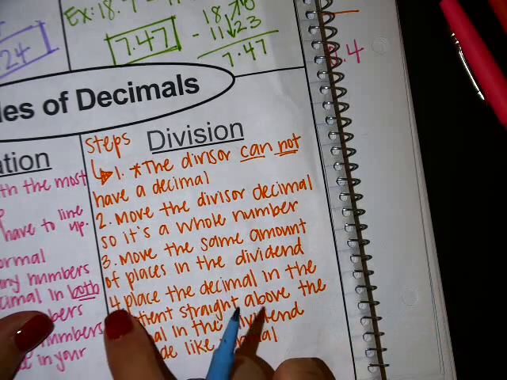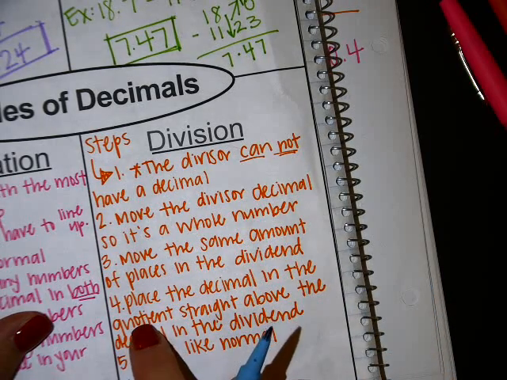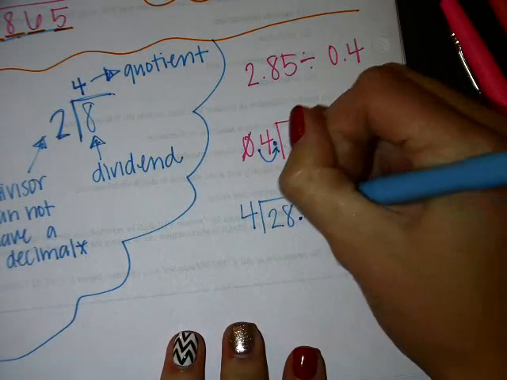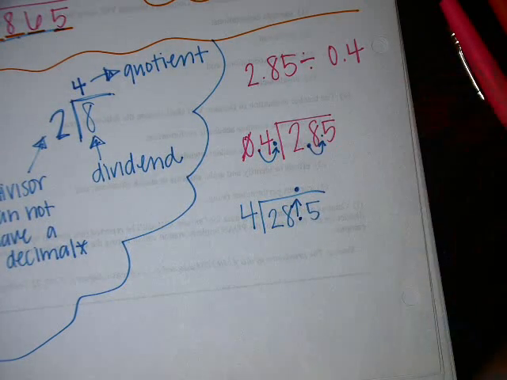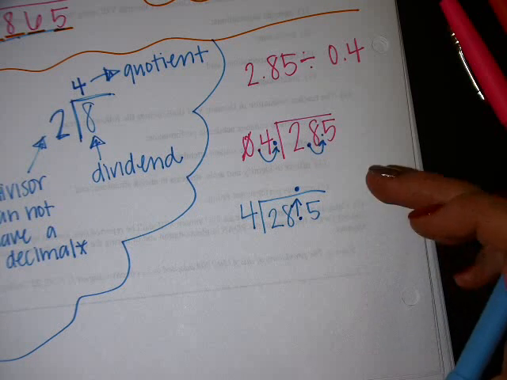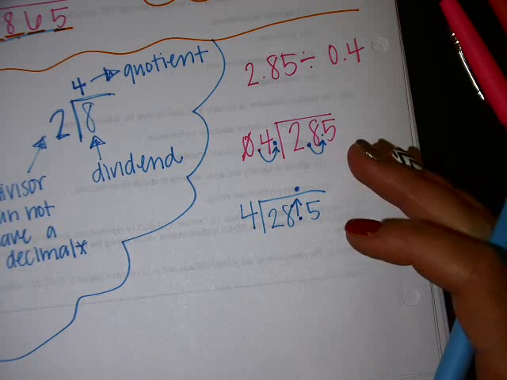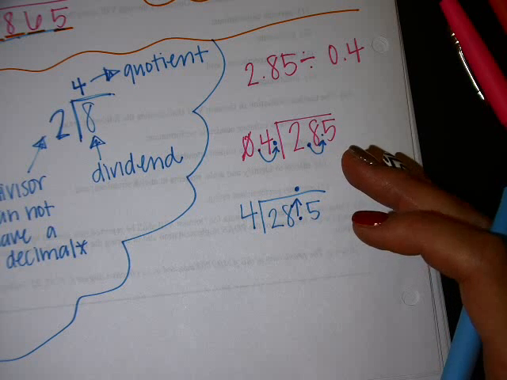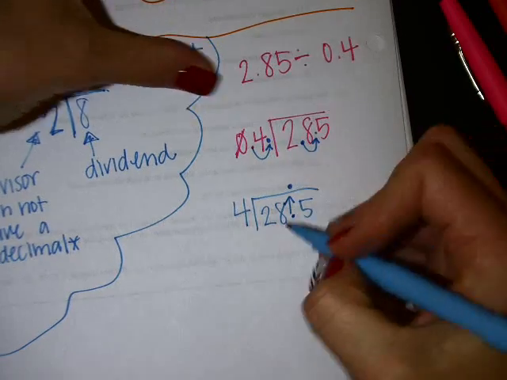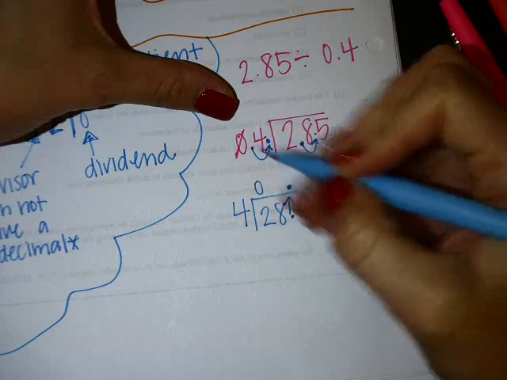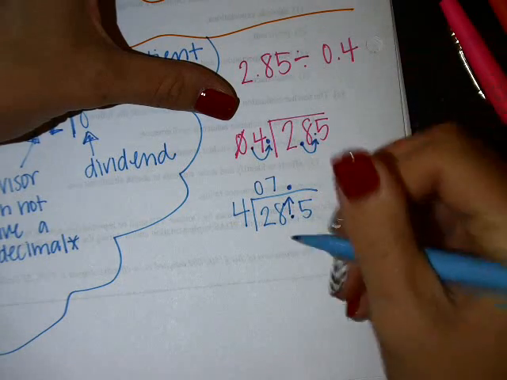And I know this is, or according to your notes, so we've moved the divisor decimal so it's a whole number. We did that. Move the same amount of places in the dividend. We did that. Place the decimal in the quotient, so the answer straight above the decimal in the dividend. So basically, right away, put that decimal point straight up, okay? Because, and I know from experience, even if you have nice handwriting, when you're dividing, especially with the decimal, things can just get messy, and then it's harder to figure out where the decimal goes in the end. Okay, so it's important to just put it straight up right away.